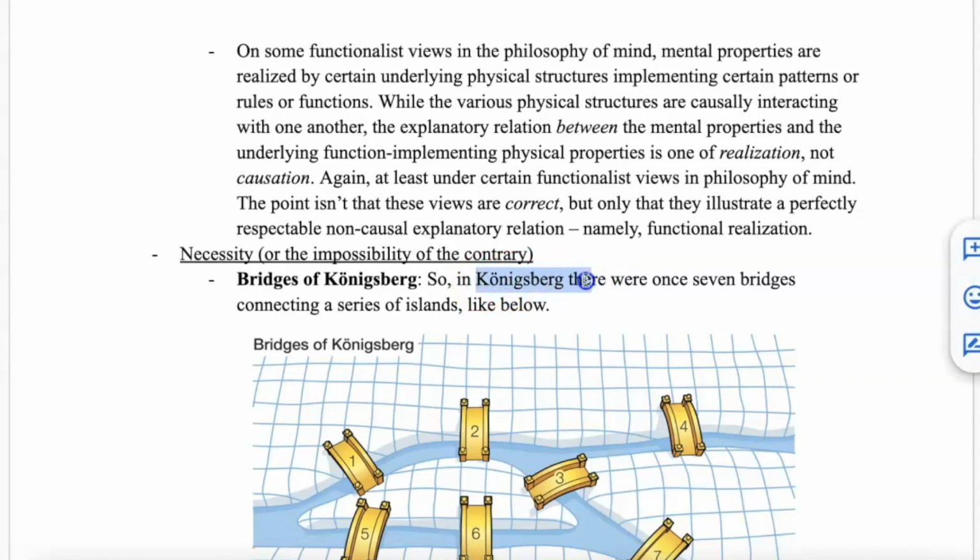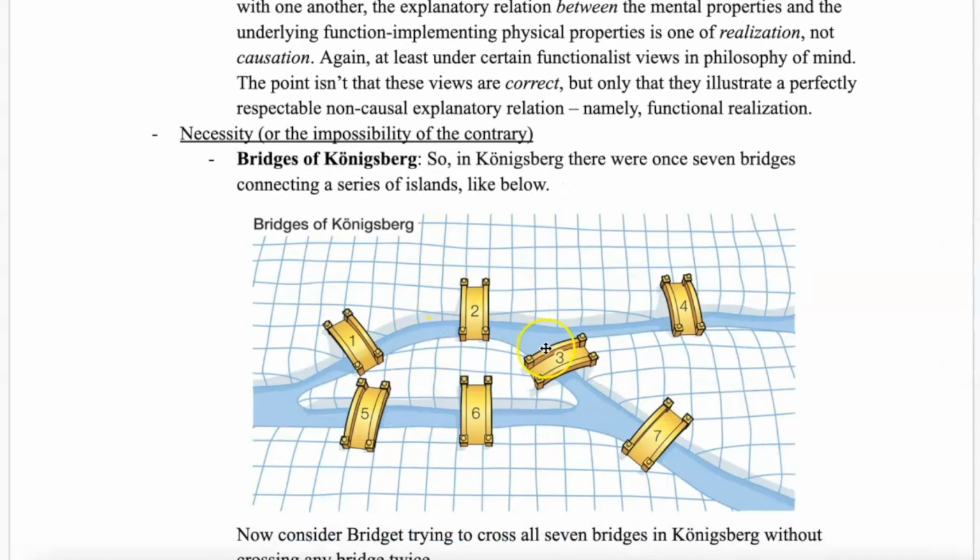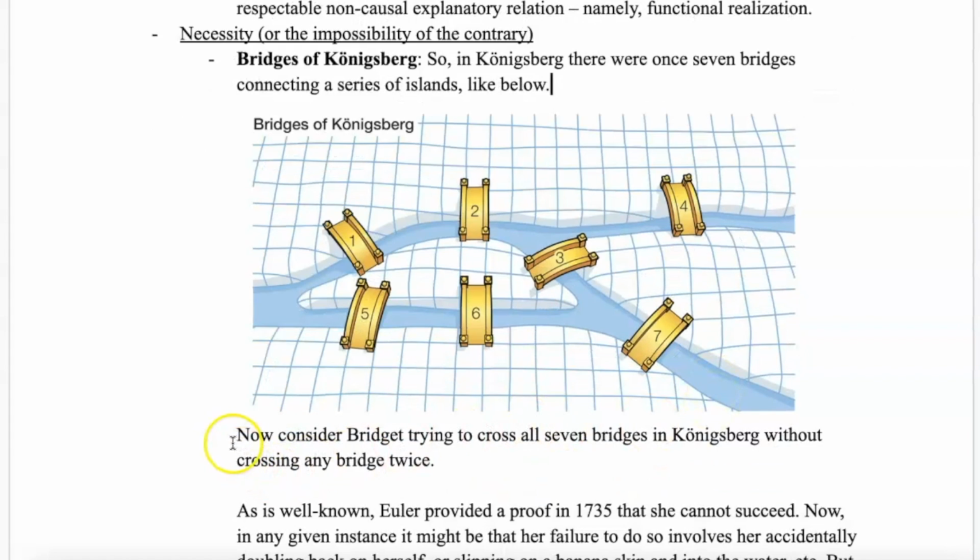Anyway, back in Königsberg, there were once seven bridges connecting a series of islands like below. This is the kind of structure they had. Now consider Bridget trying to cross all seven bridges of Königsberg without crossing any bridge twice. So she's trying to cross all seven bridges without doubling back on herself.